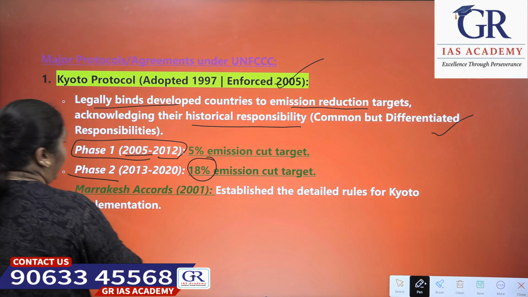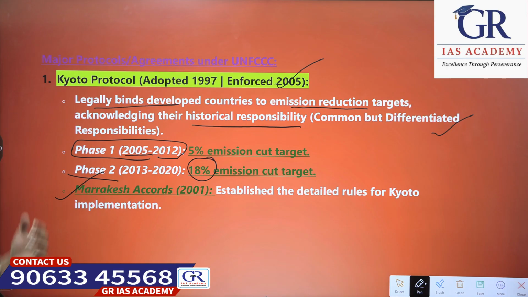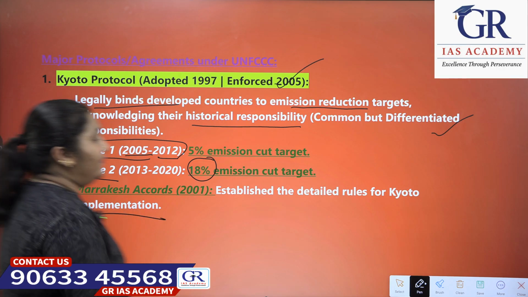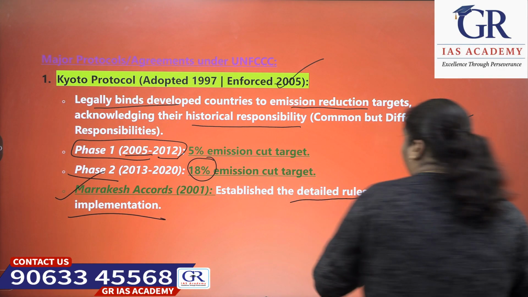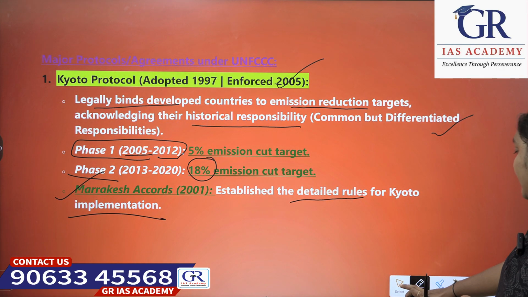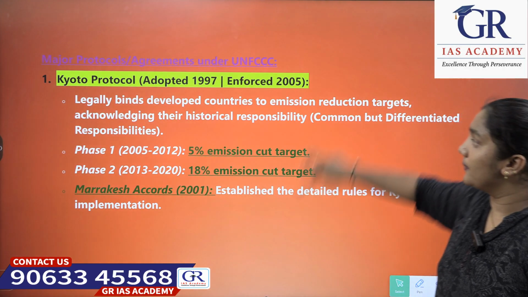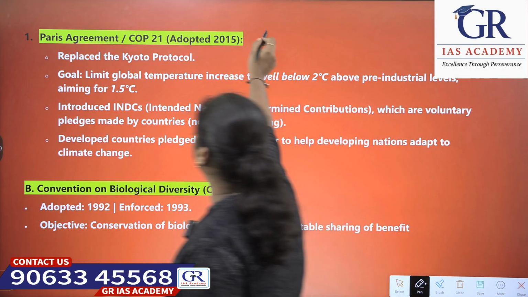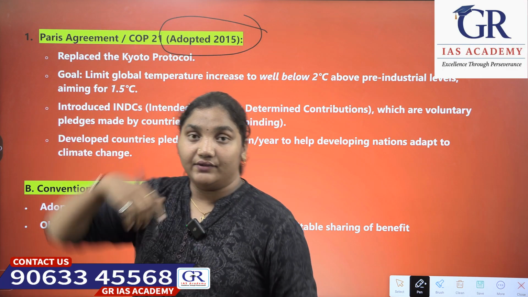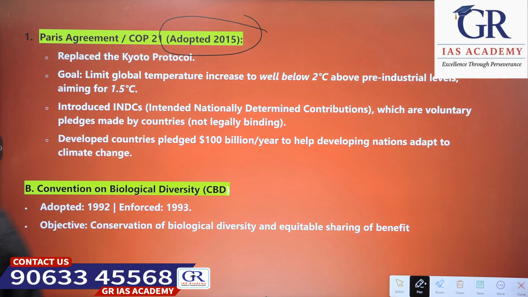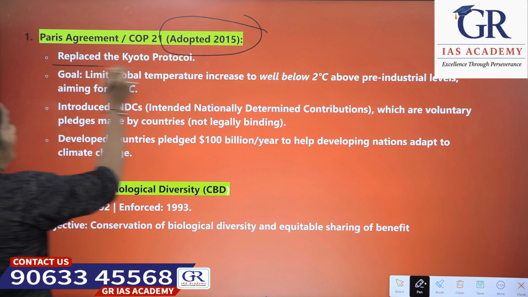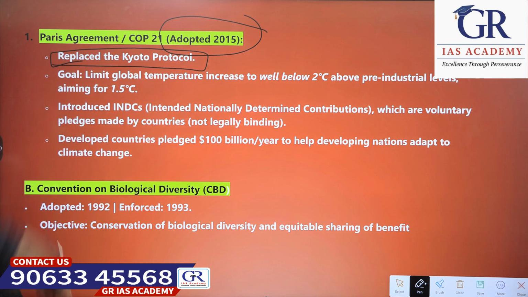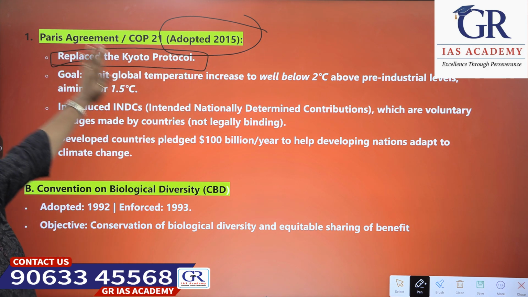Next is the Marrakesh Accords of 2001, which established the detailed rules for Kyoto implementation. Okay, next. The next is the Paris Agreement, COP21, adopted in the year 2015, which is the replacement of the Kyoto Protocol.